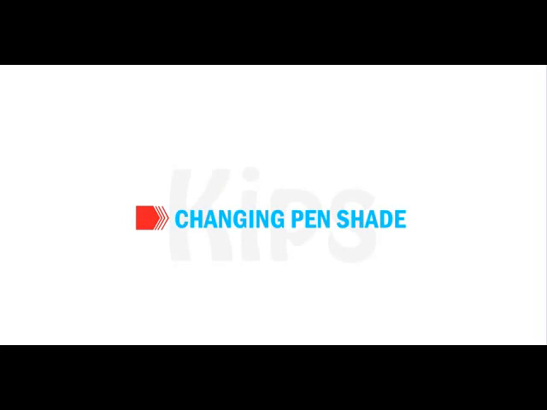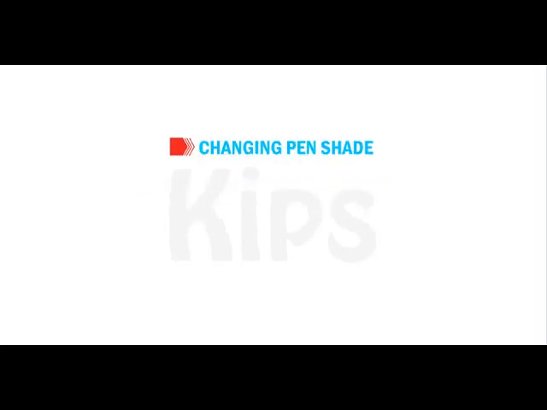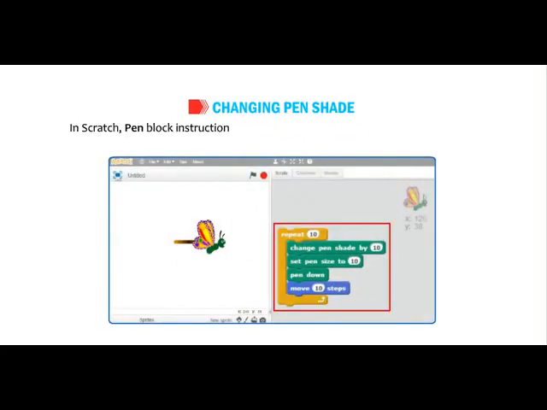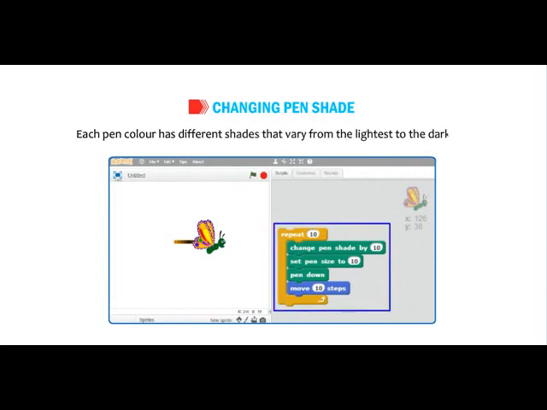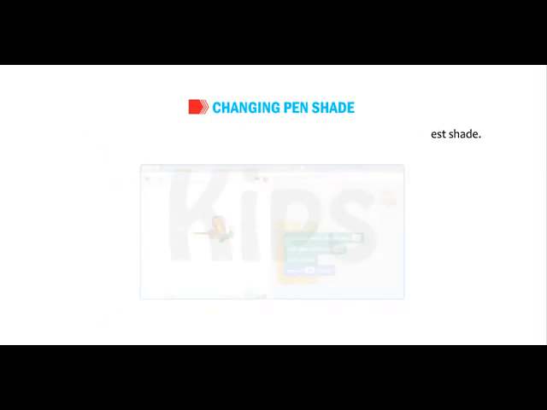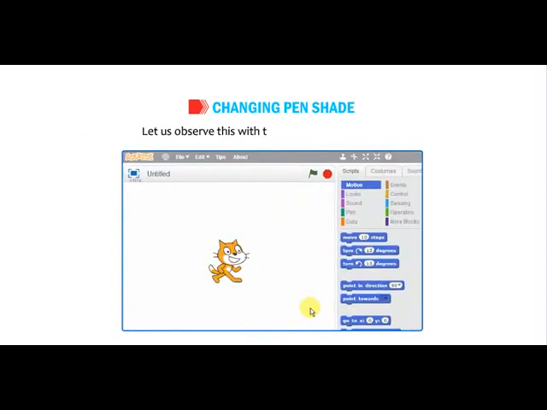Okay, let us learn about changing pen shade now. In Scratch, pen block instructions are used to draw a trail as the sprite moves on the stage. Each pen color has different shades that vary from the lightest to the darkest. The pen shade varies from 0 to 100, that is, 0 is the darkest and 100 is the lightest shade. Let us observe this with the help of a given example.